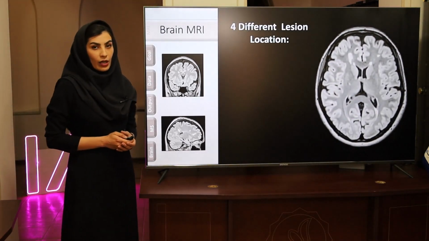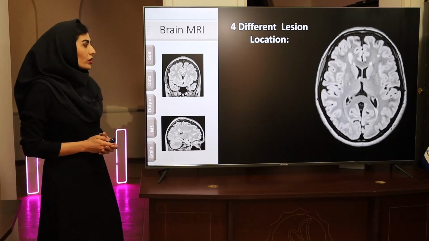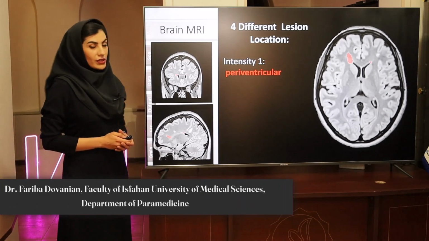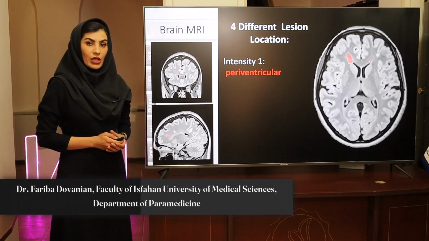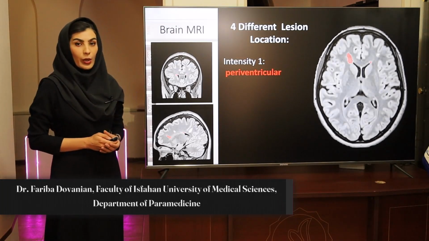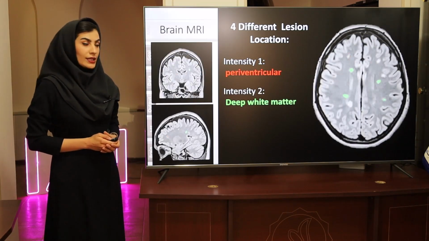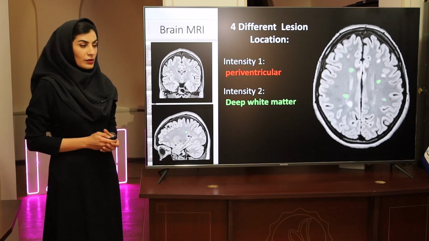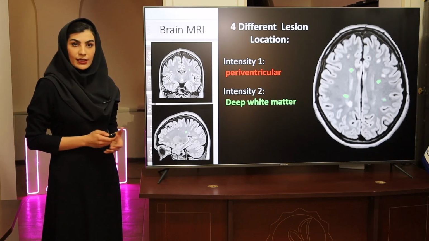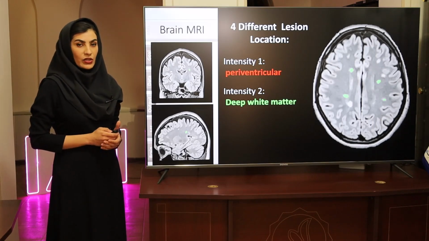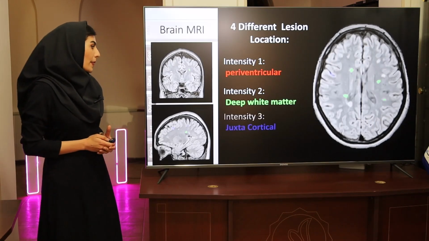There are 4 common regions for these lesions. First, intensity number 1 is the periventricular lesion, which appears around the ventricle, and is a hallmark of MS. And intensity number 2 is deep white matter. They are found in deep brain tissue, connecting different regions of the brain. So a lesion here may disrupt the communication of the brain.